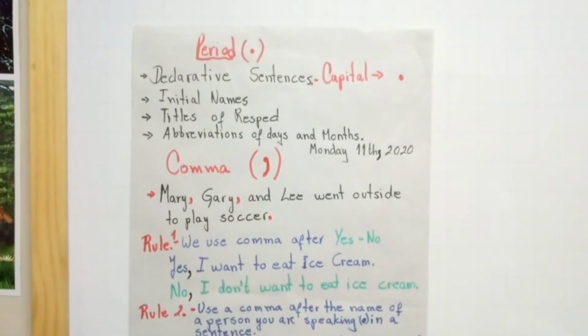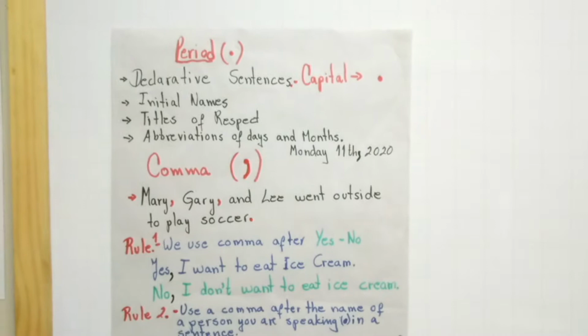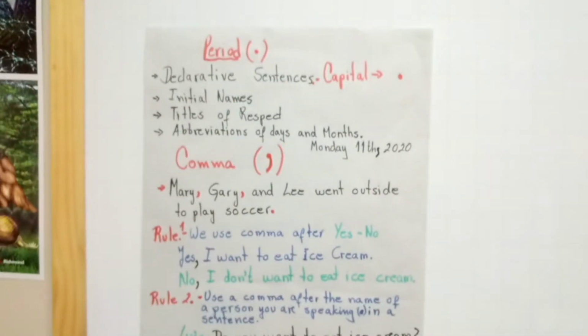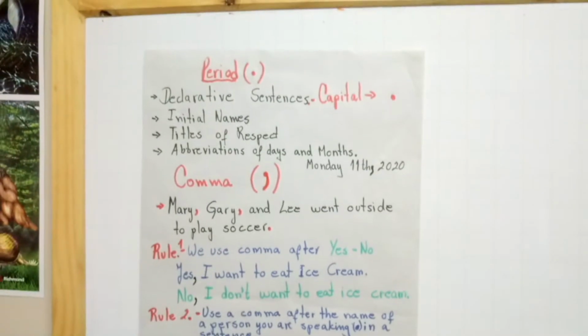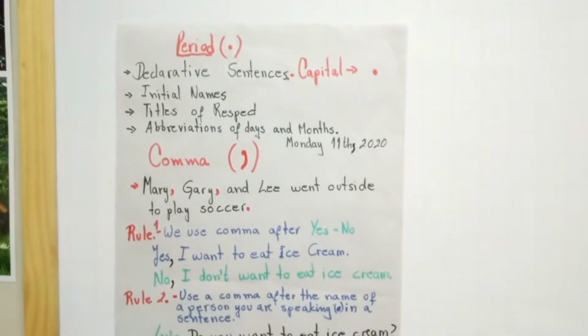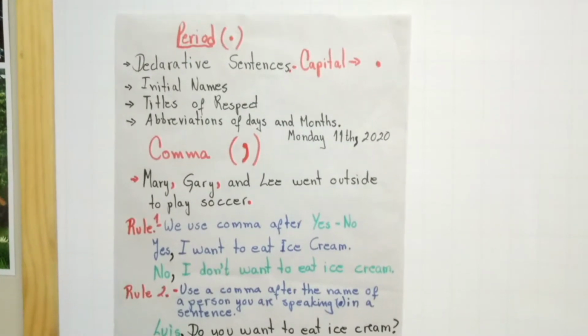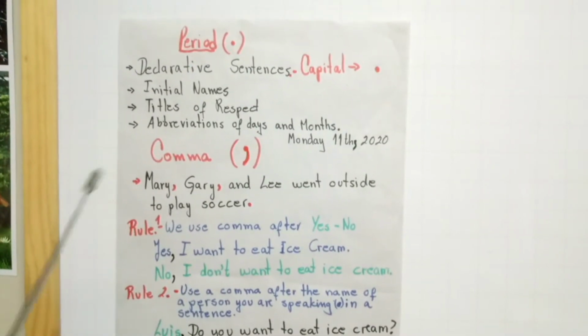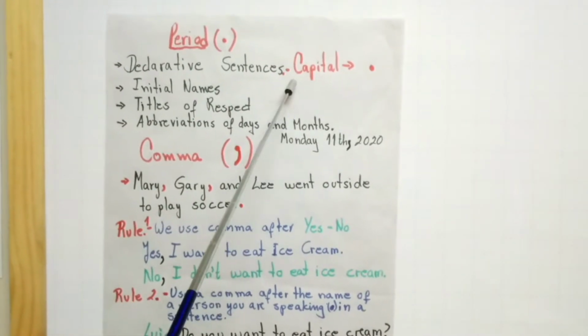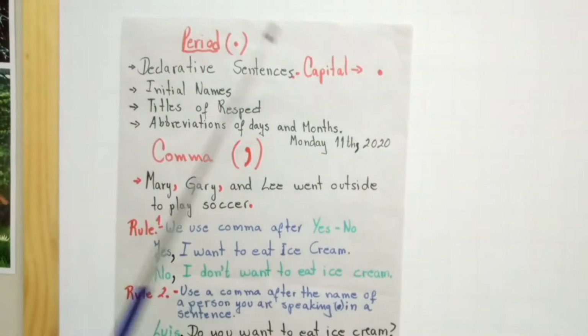Like we already learned about period and comma, okay, you have to remember 4 rules, especially rules for when we have to use a period. We use it in declarative sentences. We use a period at the end of a declarative sentence. We have to use a capital letter and a period.